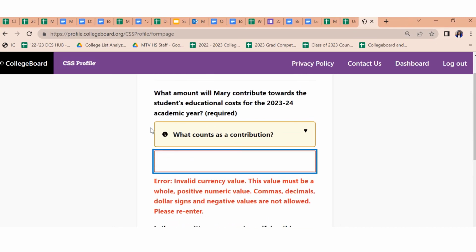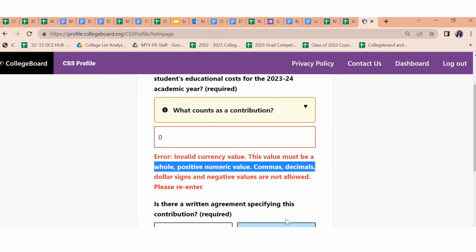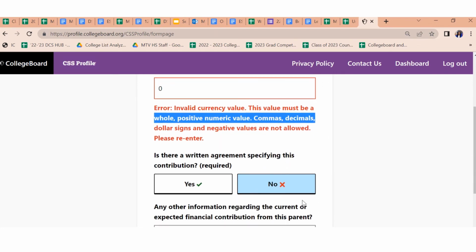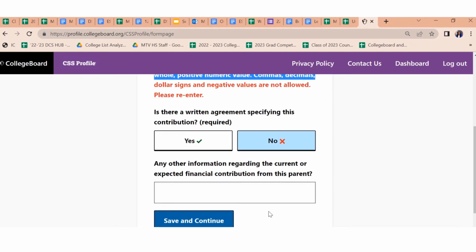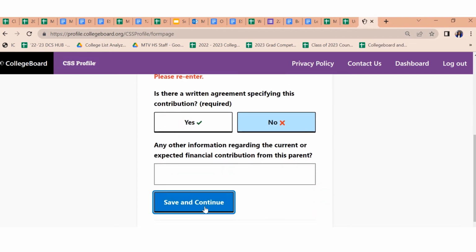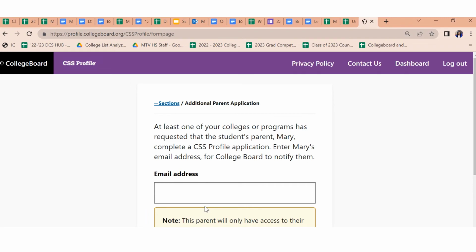It looks like you cannot enter unknown, so we're going to put 0 and let that parent indicate otherwise, and then save and continue.